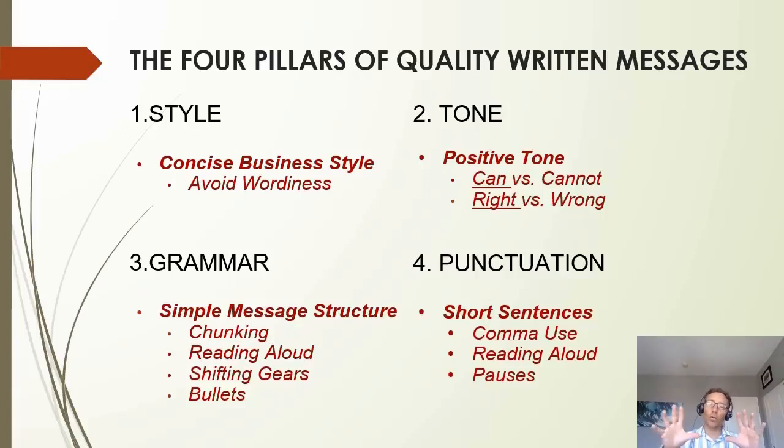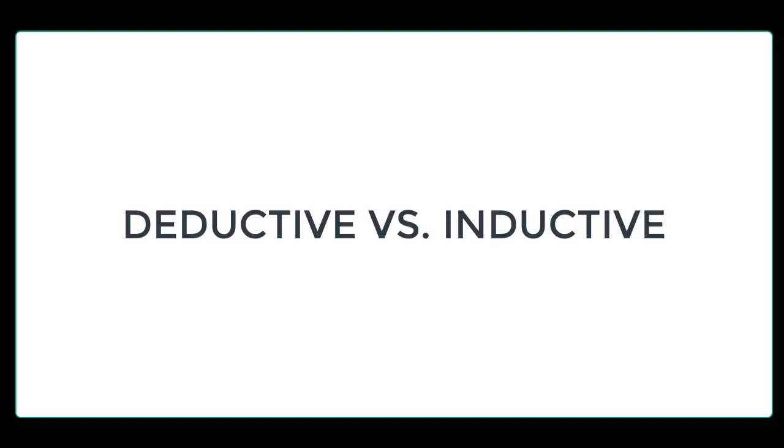All right, so that's a little more detail, kind of a basic review, for style, tone, grammar, and punctuation. Style, concise business style. Tone, we want to strike a positive tone, not be accusatory or blaming or critical. We want to have a simple message structure where the document is visually appealing and broken into separate paragraphs and bullet points, so it's all very easy to read. And we want to write in short sentences. And we want to use commas to break up pause points.